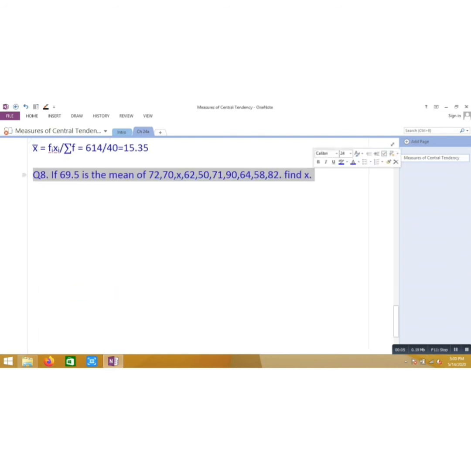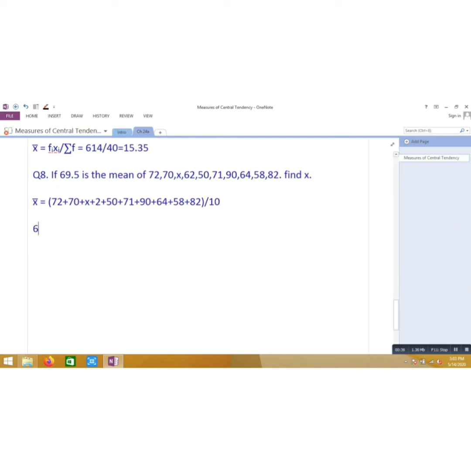Question 8. If 69.5 is the mean of the given set, find x. So we need to sum up all the data points in the data set with x as one point. And finally we can find the value of x, as the mean is already given in the question. And here the total number of data points is 10. So 69.5, the mean, into 10.